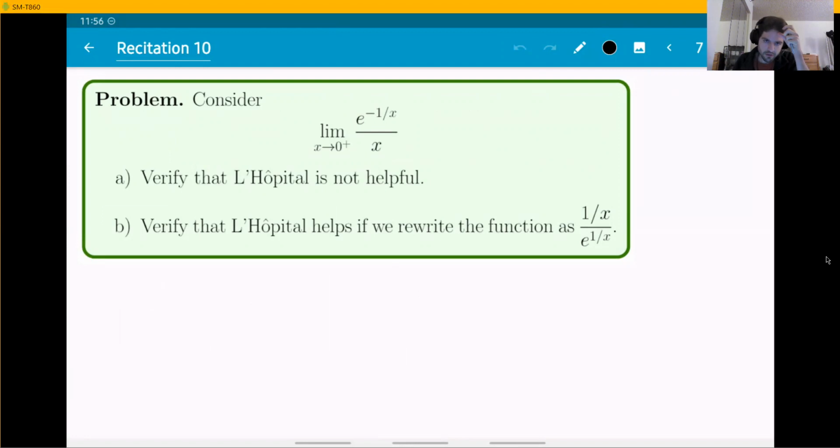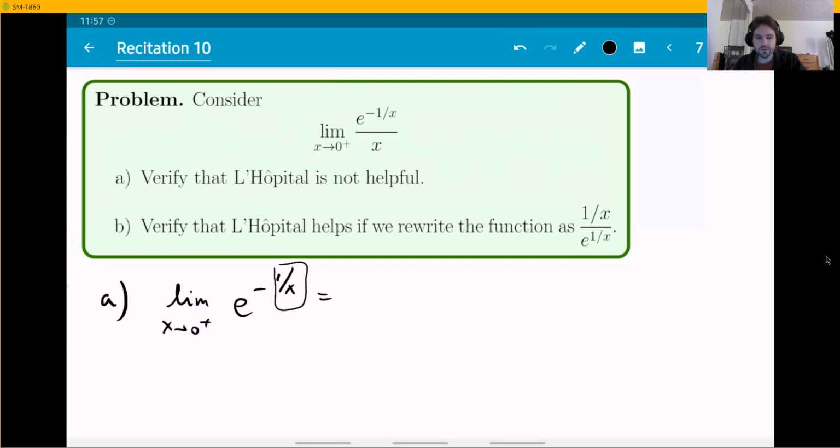Another one here, also a different type of problem. Consider this limit. First of all, verify that L'Hopital is not helpful, even though it can be applied. So we're going to do that. This is a little annoying to verify, to see that it's indeterminate form, but it is. Let's try that quickly. x is going to 0 from the right. The limit of the numerator function, that's the one that you have to be careful when analyzing. What is happening here?